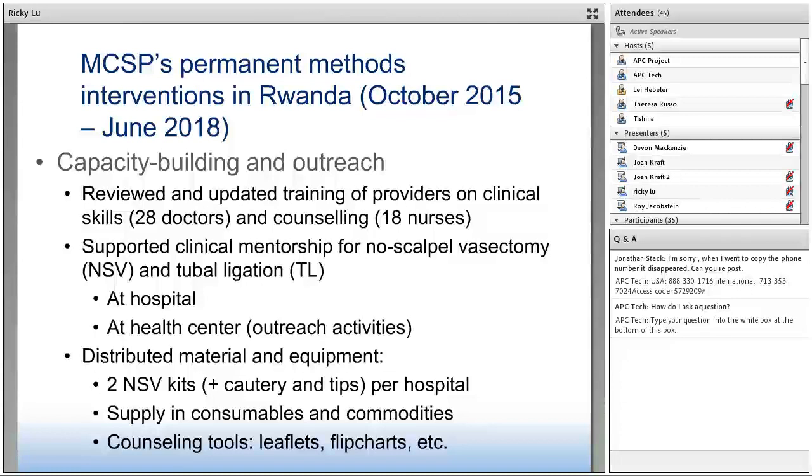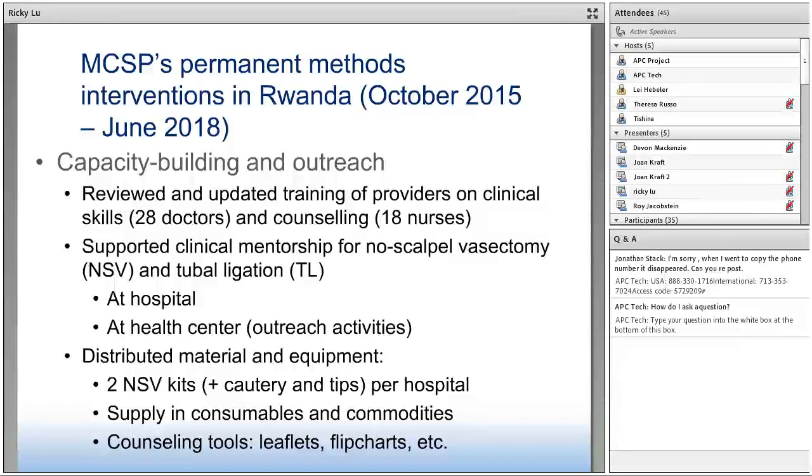Now, to make this work, even with psychomotor skills to do the procedure, it is important to ensure that services are actually being provided. And so for no-scalpel vasectomy, we ensured that starter kits for NSV were provided at the hospital. We also supplied them with consumables such as antiseptics, anesthetics, most of the things that are needed in order to provide those services.